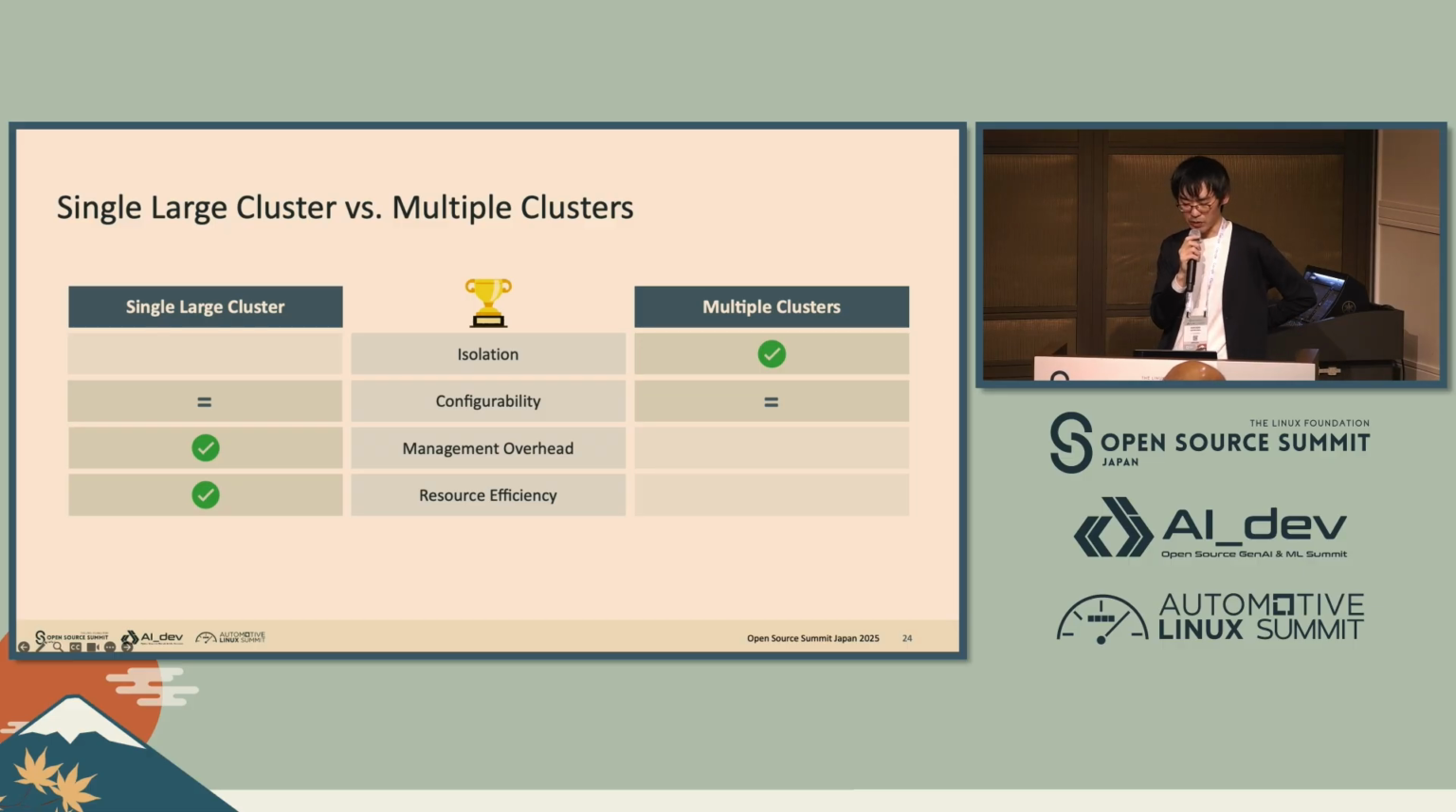Next is resource efficiency. Here again, the single cluster model performs better. In a multi-cluster setup, each cluster needs some extra capacity reserved for safety. When you multiply that across many clusters, all those unused resources add up and create a large amount of waste. With a single cluster, all tenants share one resource pool. This allows much better overall utilization.